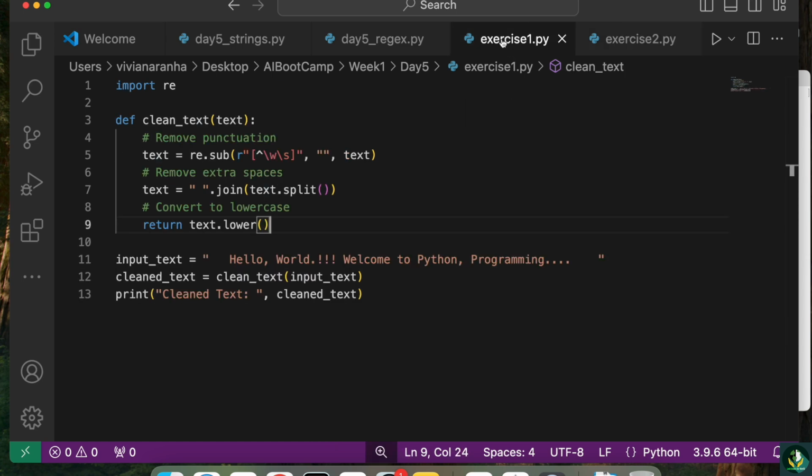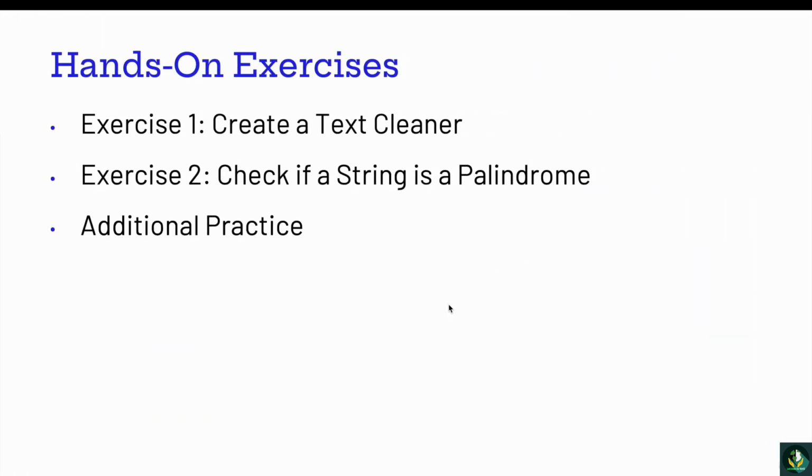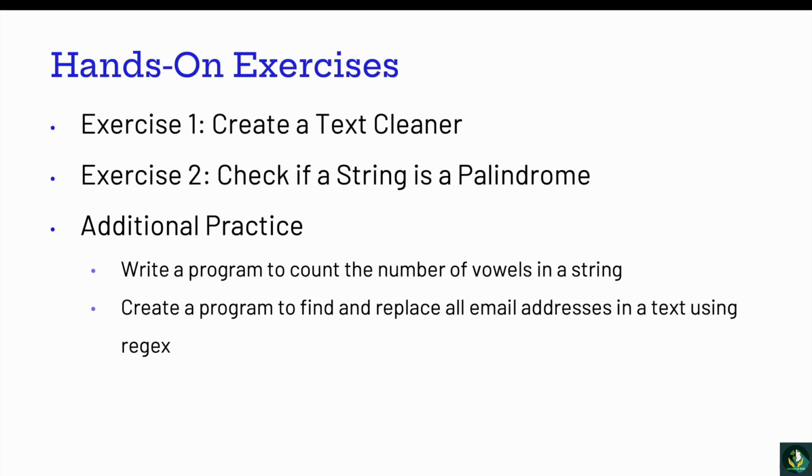If you were able to do both these exercises, that's good. If not, if you had any issues or problems, let me know in my messages, and I'll check them and get back to you. And for some additional practice, you can try to write a program to count the number of vowels in a string. Try that out. Next, you can create a program to find and replace all email addresses in a text using regex. For regex help, you can always go online, just search for regex expressions or regex creators, and you'll find some regex creators online where you can test it out and then use it in your code.